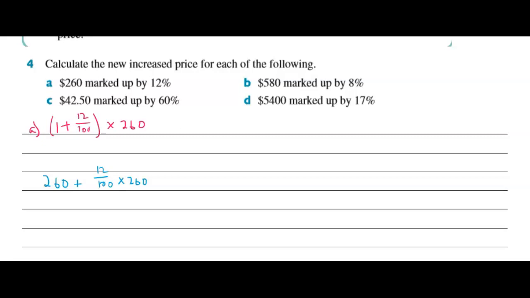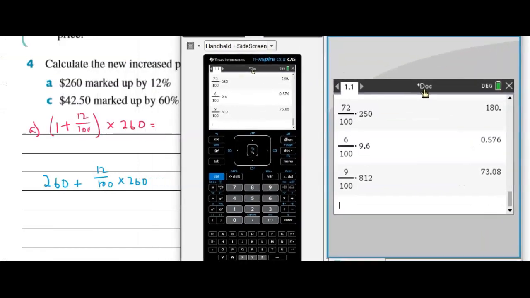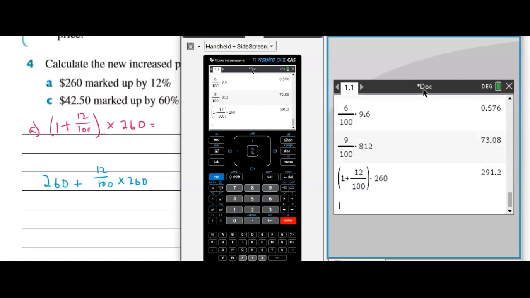What we've done in the first part of A in pink is what we did with number patterns and recursion, and it's also what you will basically be doing in financial maths. But you can do it both ways, and there's nothing wrong with doing it either way. So I'll show you the first one, the pink one: 1 plus 12 over 100 times 260. If it's marked up by 12%, it means it's increased by 12%, so we get $291.20.